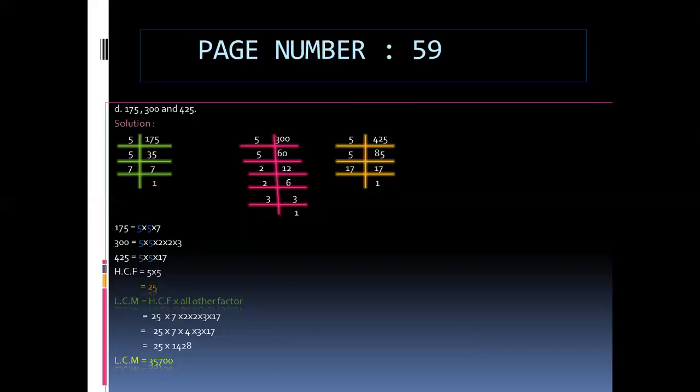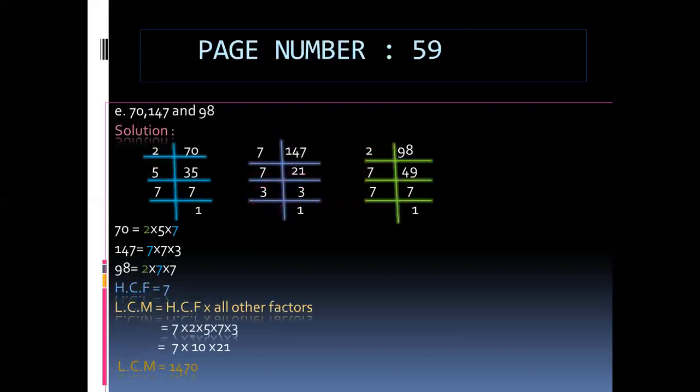After putting the values, writing the numbers, get the product of these numbers, the LCM becomes 35700. The HCF of these three numbers 175, 300 and 425 is 25, and the LCM is 35700.